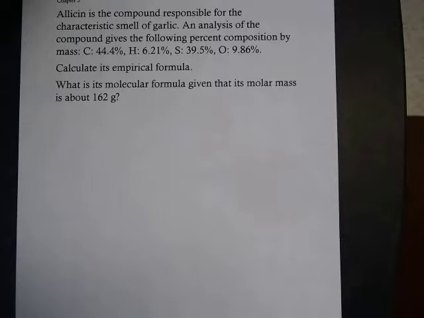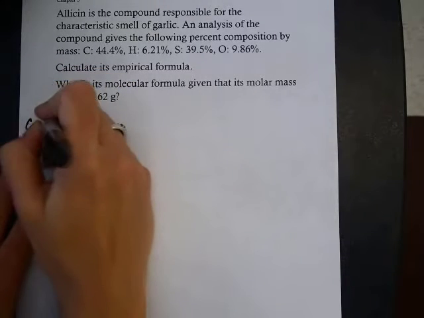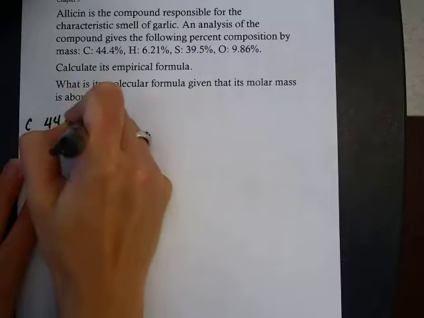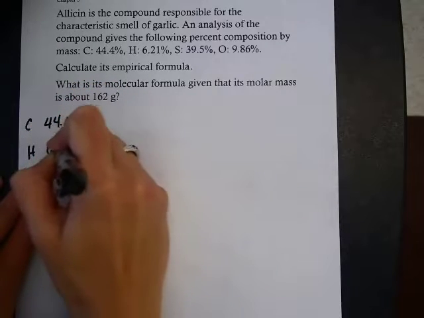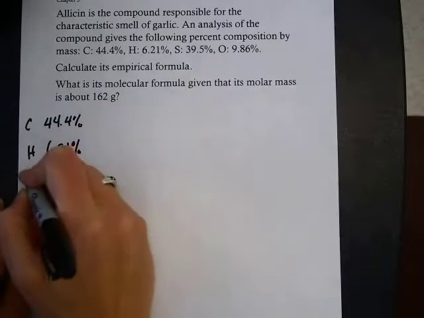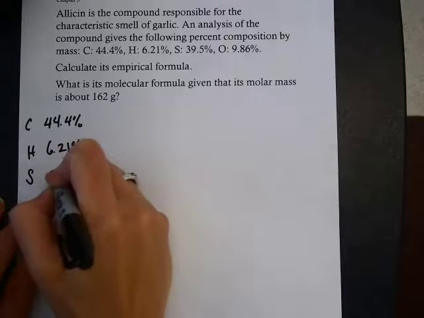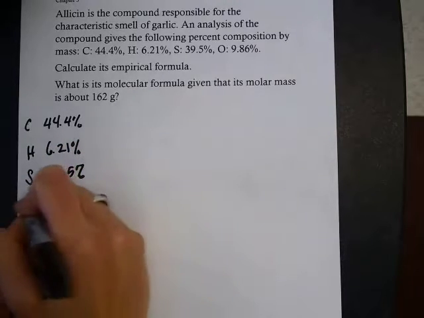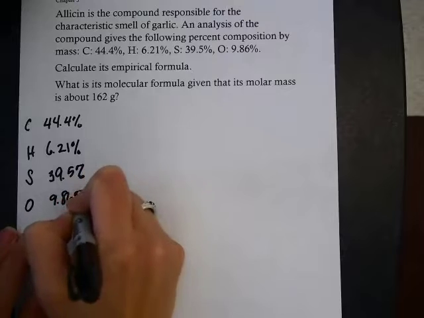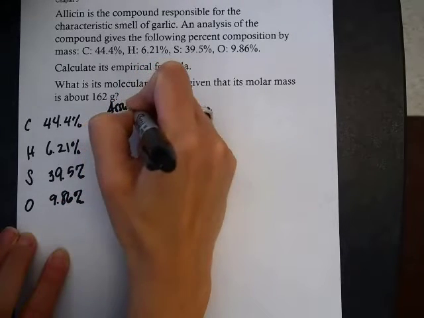Okay, so we are looking for an empirical formula based on percent composition. So they gave me carbon, hydrogen, sulfur, and oxygen. So I'm just going to write those percentages out sort of stacked on top of each other. And I'm going to assume I have 100 grams of my compound.